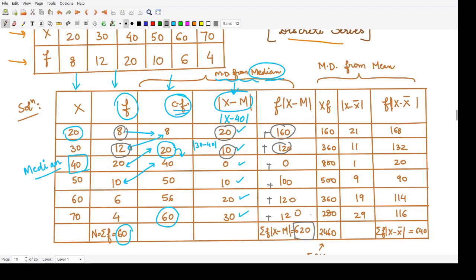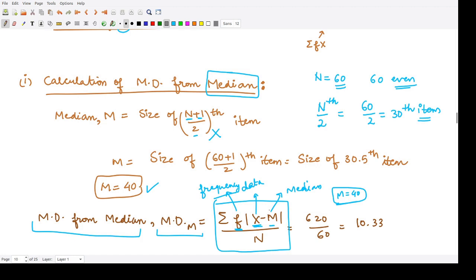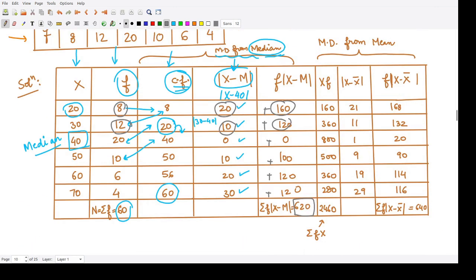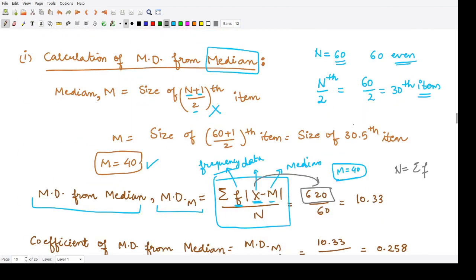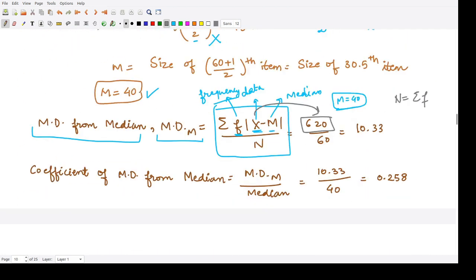So now when you look at the formula, this quantity is nothing but 620, and what is n? N is the total frequency. So the total frequency here is 60. So you divide this 620 by 60, and you would have the answer as 10.33. So this is the mean deviation from median of the given data.